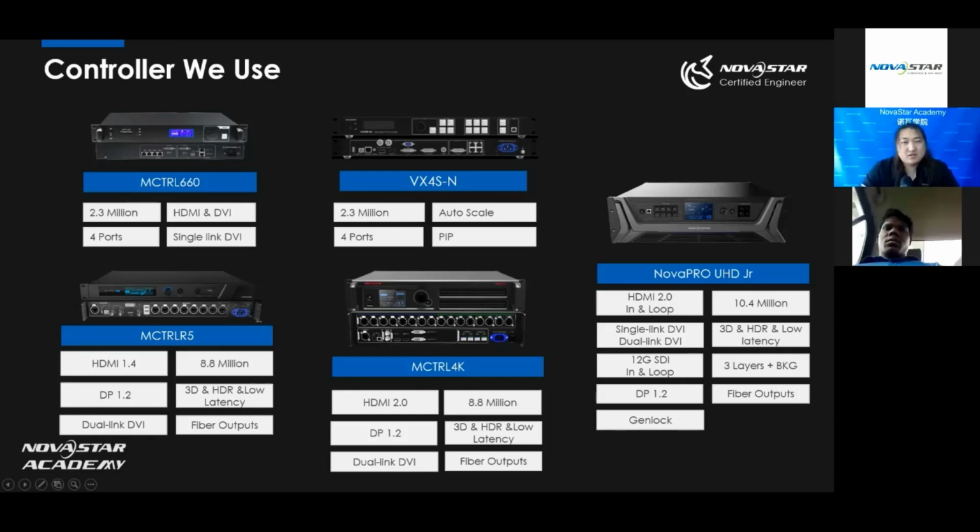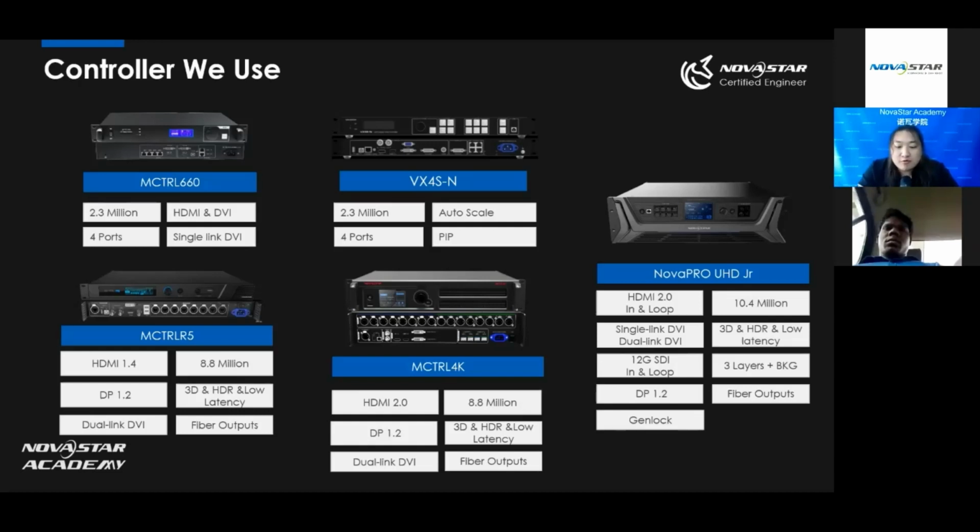You may have a question: why is it 10.4 million pixels, but for the M Control 4K, it only has 8.8 million pixels? Actually, they have the same quantity of RJ45 connectors. The answer is that the Nova Pro UHD Junior is an all-in-one controller, so it could do the zoom in and zoom out, I mean, just the auto scaler like that. So it just supports more pixels here.